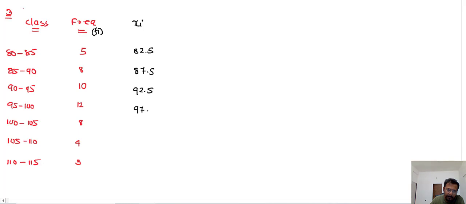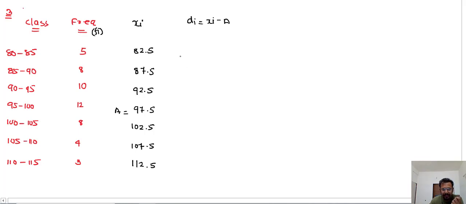So let's take this one as the A. Now you have to find the Di. It is Xi minus A. So you have to subtract 97.5 from all the observations. If you take 97.5 from 82.5, you get minus 15. So it's minus 15. Now add the 5, so minus 10. Add the 5, so minus 5. Add the 5, so 0. Add the 5, 5, 10 and 15.